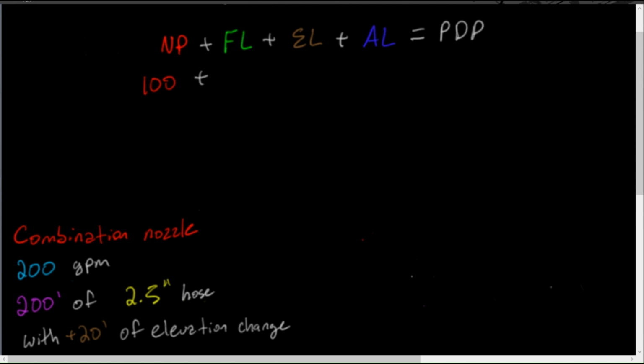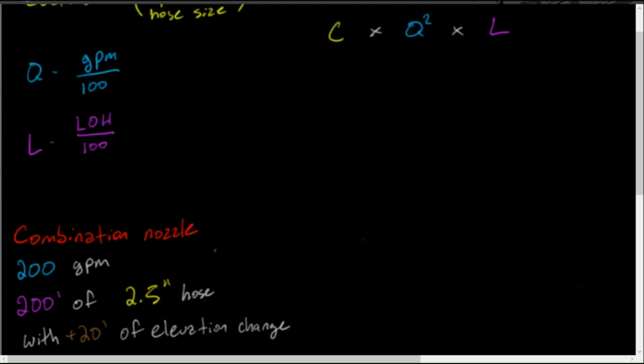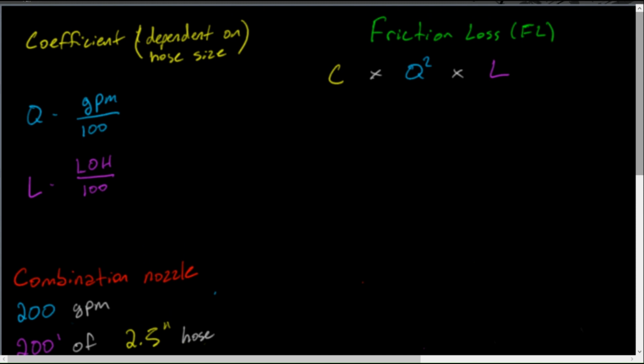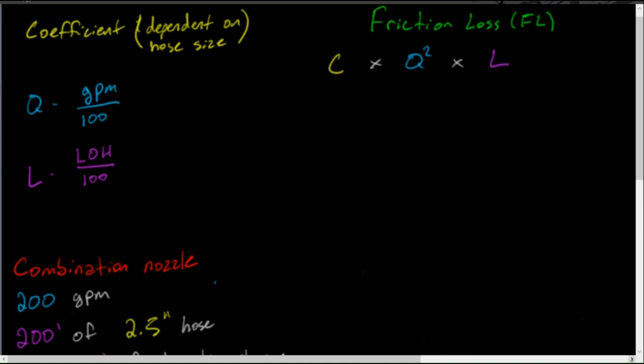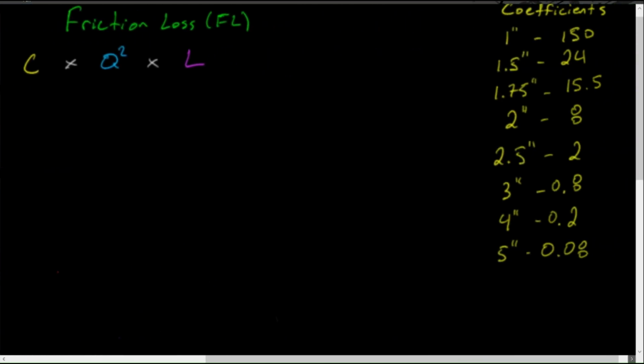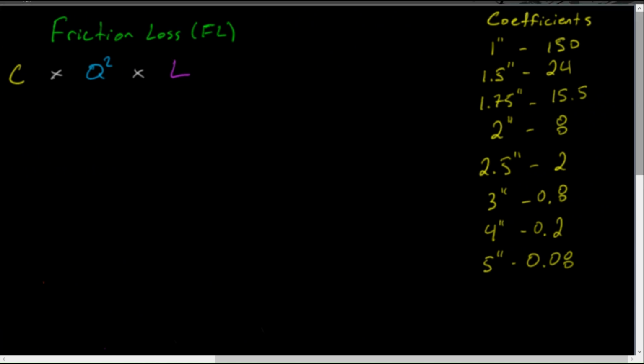Next, friction loss. This is where a majority of the math is done. Our coefficient for 2.5-inch hose, well, what is that? I have compiled a list of good generic numbers over here on the side. Remember, they do vary depending on the type of hose that you use, but generally these are accepted numbers. So for 2.5-inch hose, we have a coefficient of 2. We multiply that by Q squared. Now let's find Q.